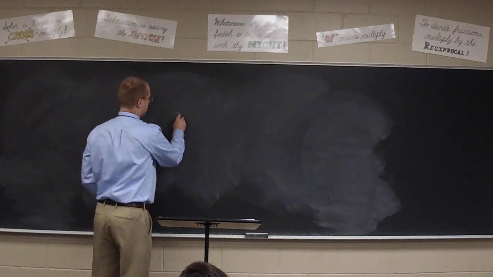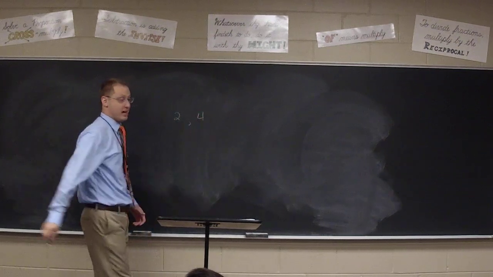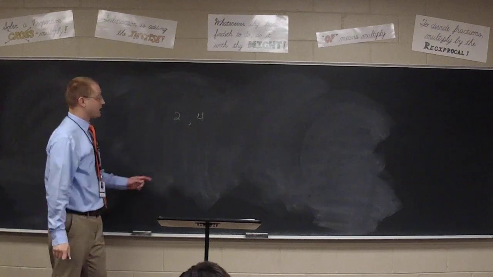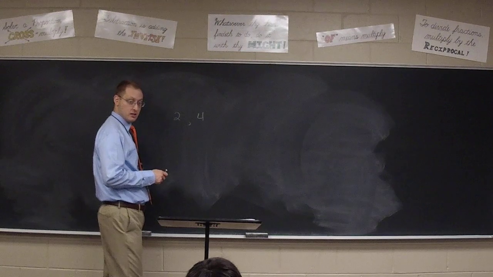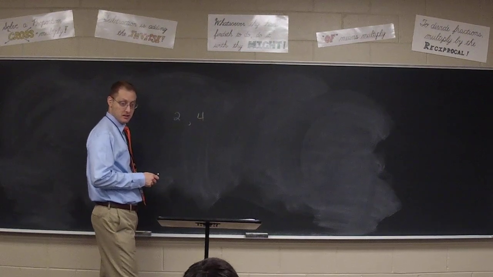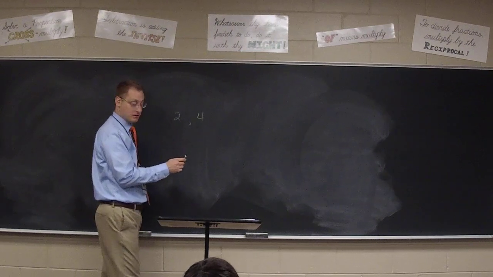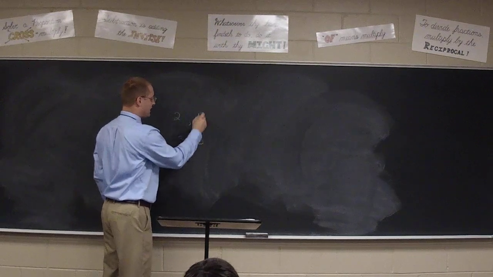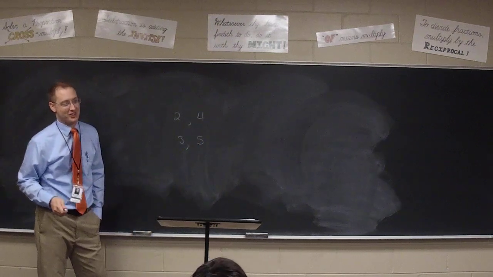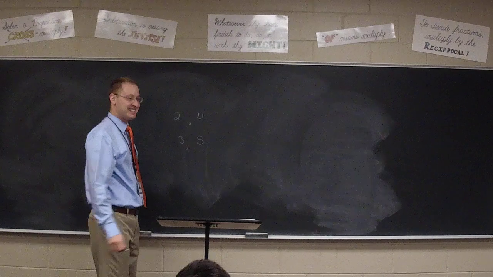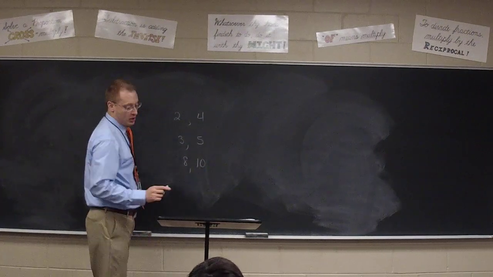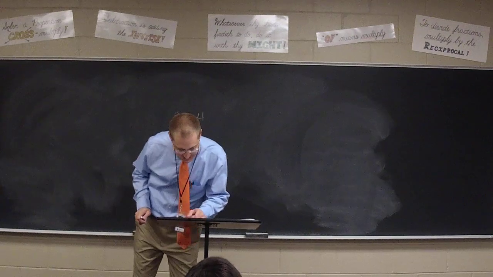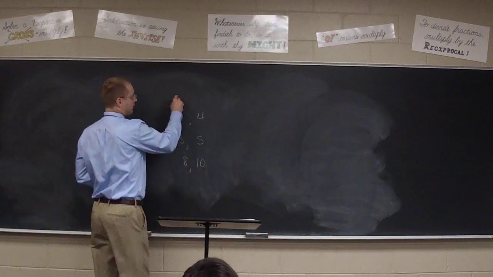4 and 2. So 2 and 4. Well, let's do them in that order. Okay? Now, give me another set of two numbers that have a difference of 2. Noah? 3 and 5. Okay? Give me some bigger numbers that have a difference of 2. Brecken? 8 and 10. 8 and 10. All right, now, it gives us that S is the smaller number.